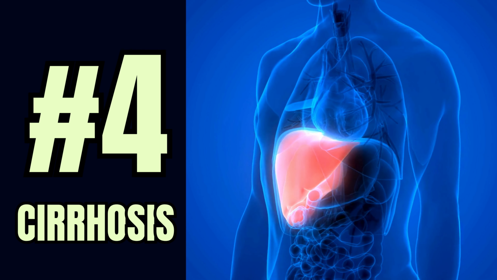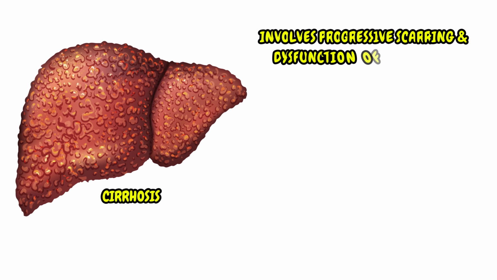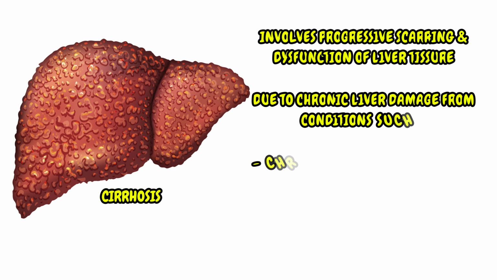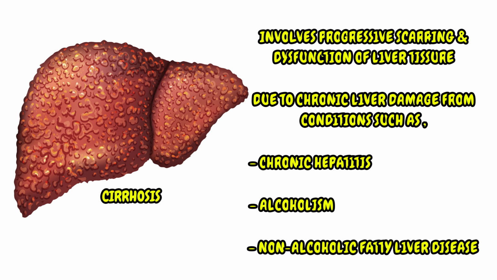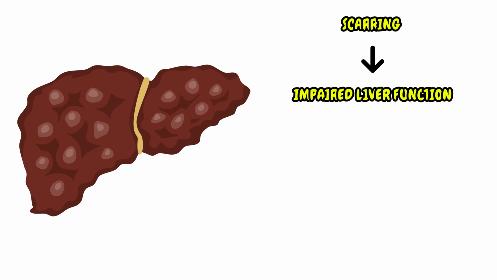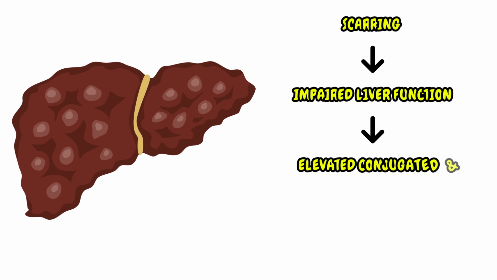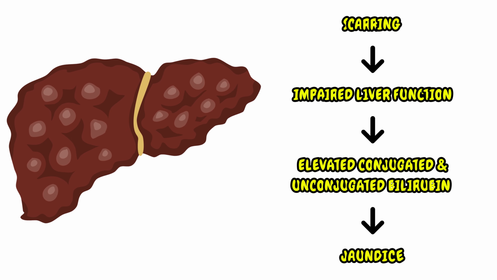Number 4. Cirrhosis. Cirrhosis involves the progressive scarring and dysfunction of liver tissue due to chronic liver damage from conditions such as chronic hepatitis, alcoholism, or non-alcoholic fatty liver disease. The scarring impairs liver function, including the ability to process and excrete bilirubin, leading to elevated levels of both conjugated and unconjugated bilirubin in the blood, causing jaundice.